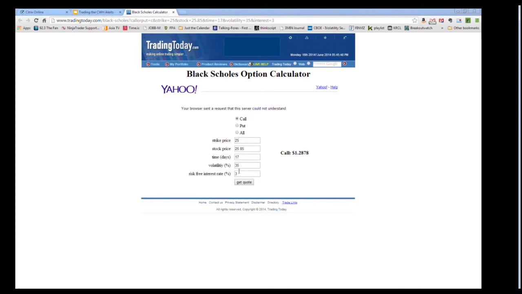It can change without notice. And then technically there's a risk-free interest rate. I just put 3 in there to get a placeholder. So if we had a $25 option strike price, when the stock was $25.85, that was 17 days to expiration, and the market maker said, hey, it's 35% volatility, theoretically that call should be worth $1.28. All right?